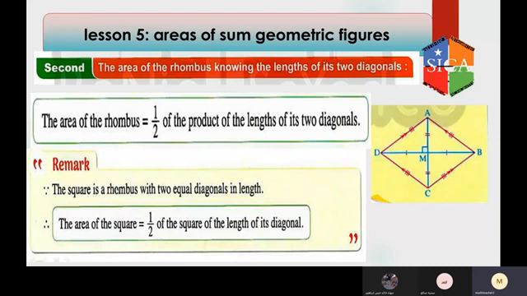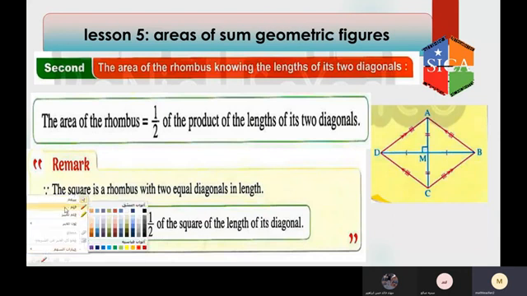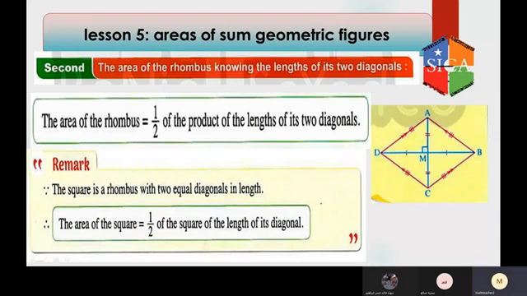The square is a rhombus. Here we talk about the square. A square is a rhombus with two diagonals equal in length. The area of the square equals half times the diagonal times the diagonal. But the diagonals in the square are equal, so we may say half times d square, because the square has two equal diagonals.